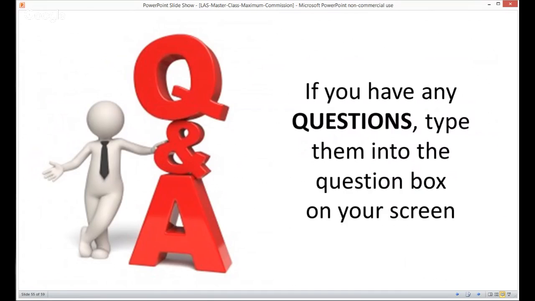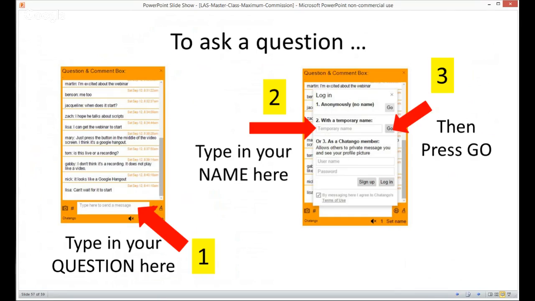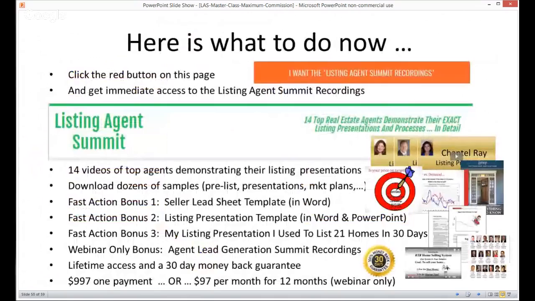So right now, I'd like to go to Q&A and answer any questions you may have about the 3 commission option or anything else you would like to know. If you have a question, type it into the chat box at the bottom, press enter, and when the white screen pops up, enter your temporary name, press go, and I will be able to see your question. I'm going to leave this up while I go look for questions in the chat box. It might take a minute because I'm going to try to find everything.